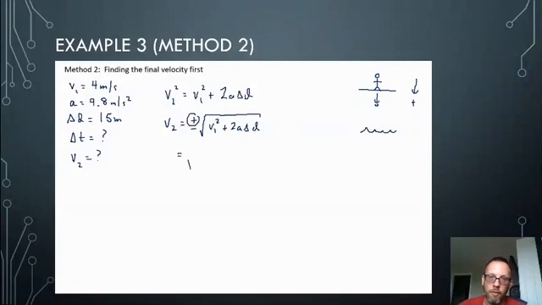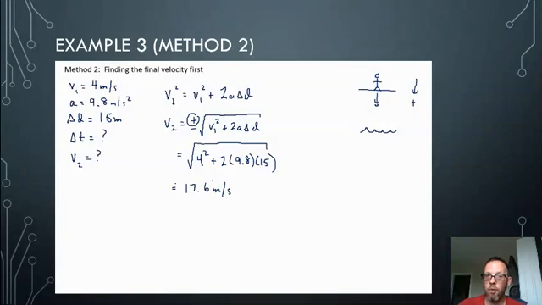So let's crank this out now. It'll be positive 4 squared plus 2 times 9.8 times 15. Let's do this all in one step. So we have 16 plus 2 times 9.8 times 15. We get 310. If we root that, and I'm going to keep a bit of accuracy here, we get about 17.6 meters per second when it hits the water.